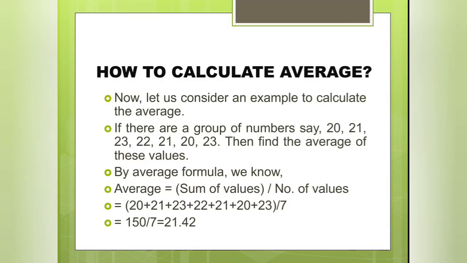Now let us consider an example to calculate the average. If in a group there are numbers say 20, 21, 23, 22, 21, 20 and 23. In order to find the average of these values by the average formula, first of all we sum all the given values. After summing these values, this gives us 150, and now we count all the observations. There are 7 data or 7 values. So we divide 150 by 7, which gives us 21.542. So this is the calculation for average.